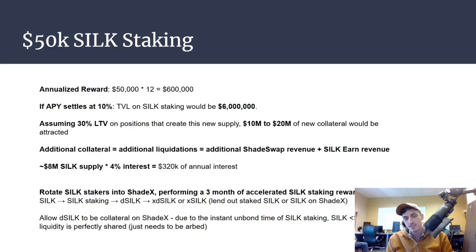It's instantaneous. So D-Silk as collateral means people can start to perform really interesting Silk staking arbitrage loops, which would drive down that APY closer and closer and closer to the 4% interest rate, where we get closer and closer to being in the green.